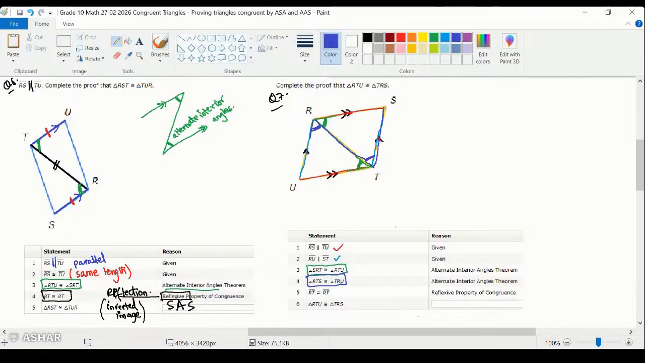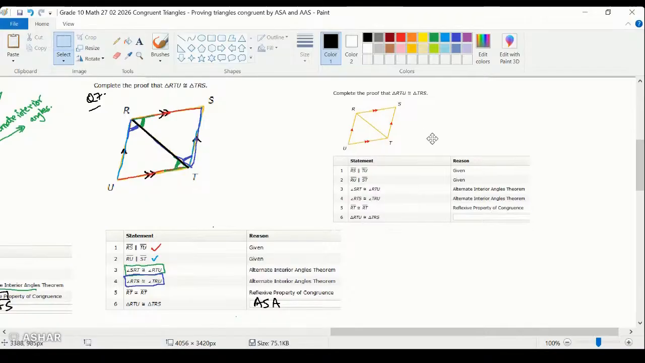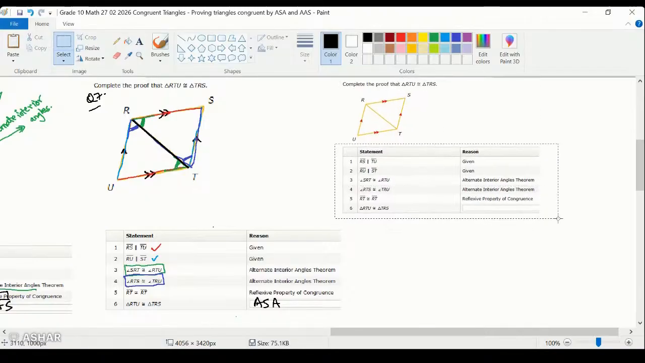And one of the sides is a common side. So two angles are given to us and a common side is given to us. So what we can say is angle side angle property can be used, right? Let me just recopy this. I wish to use the diagram.